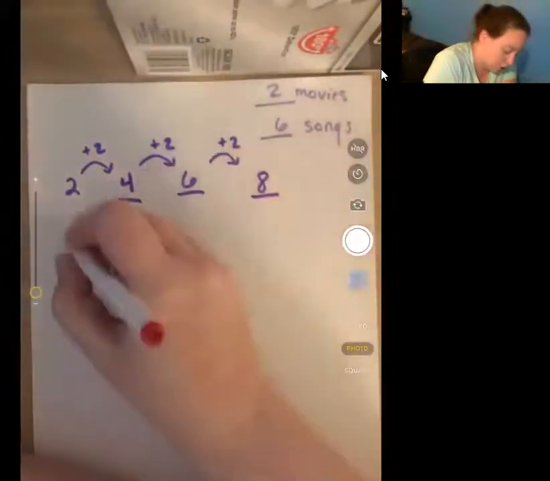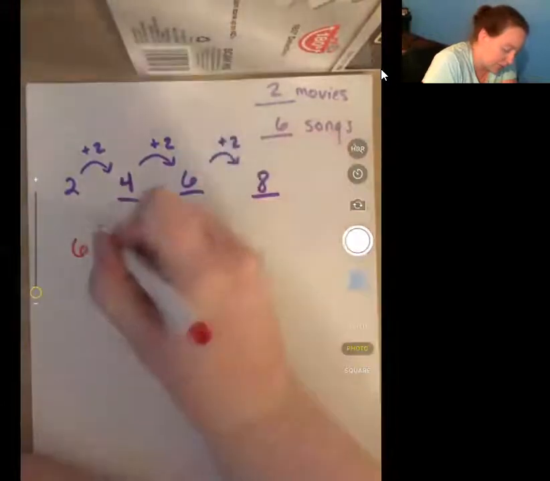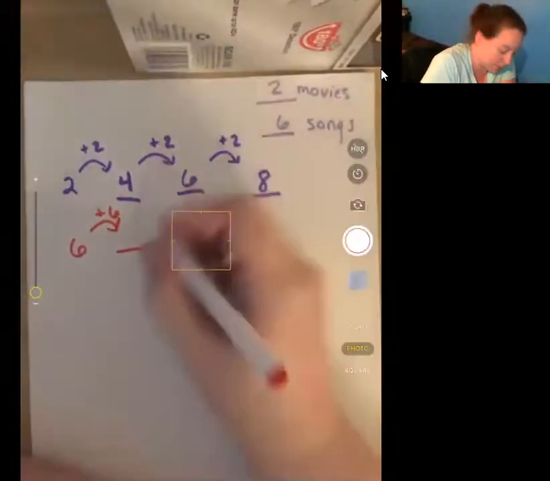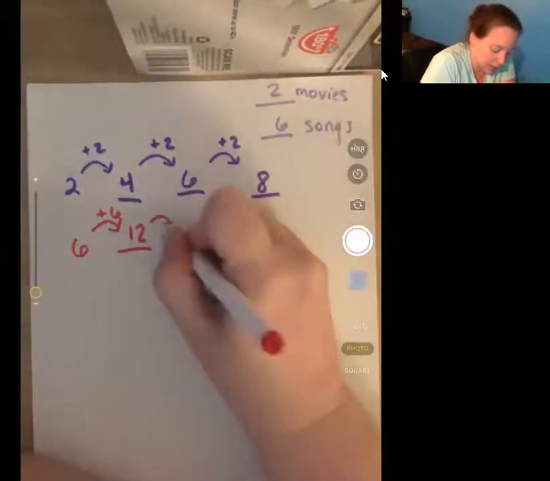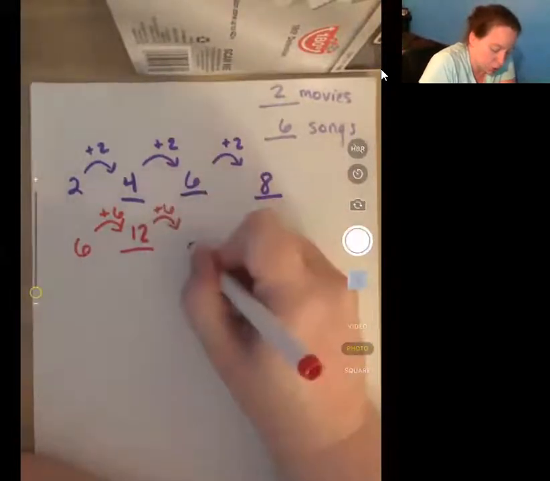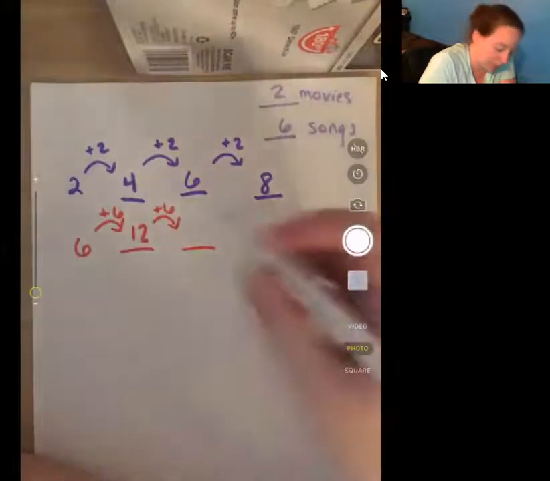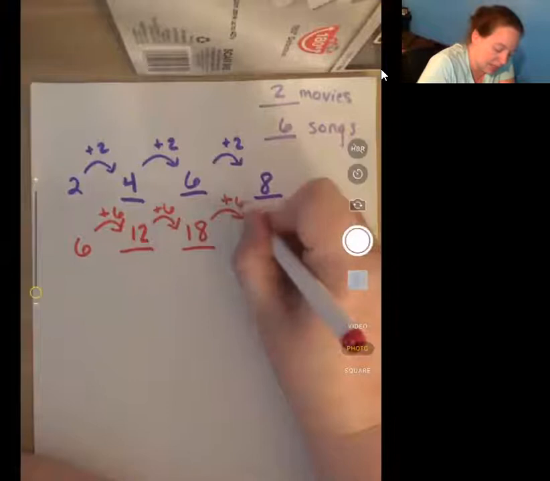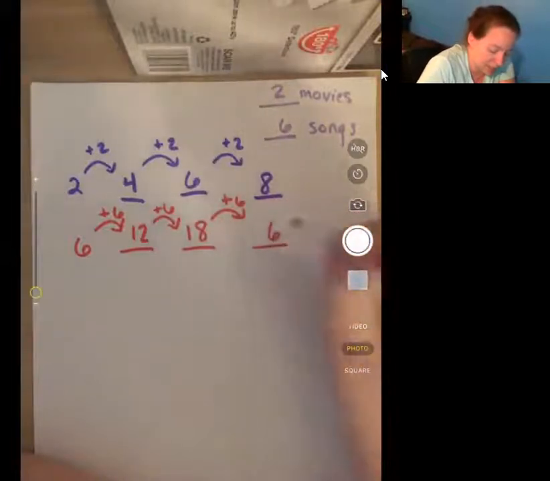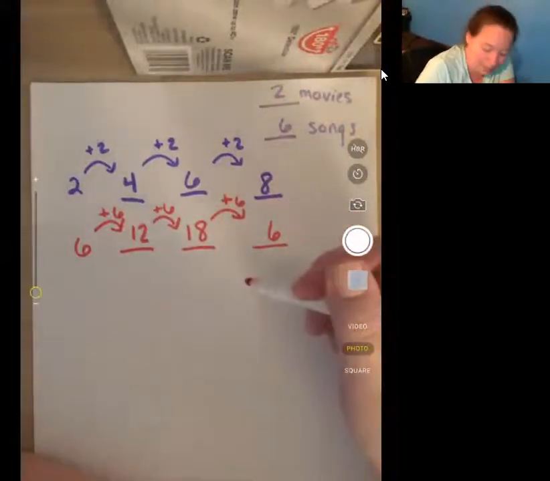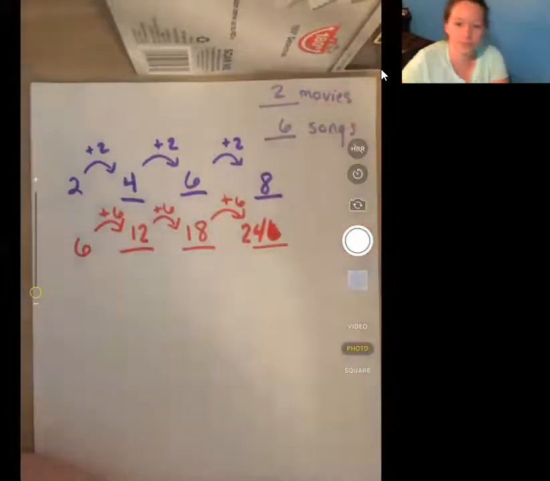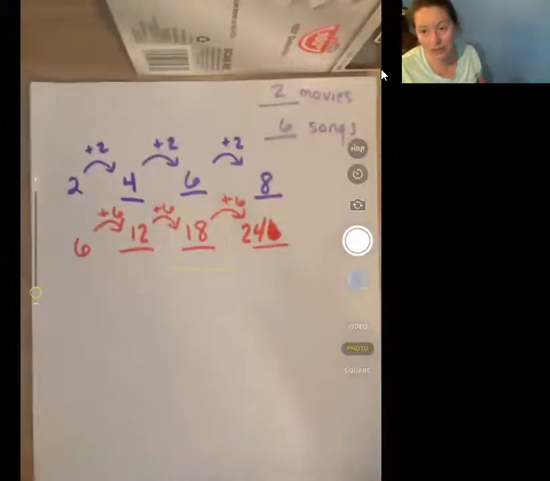Let's talk about the songs. First week, we have 6. We add on 6. 6 plus 6 is 12. Add on 6. 12 plus 6 is 18. Add on 6. 18 plus 6 is 24. Okay, so we're just counting by 6s.